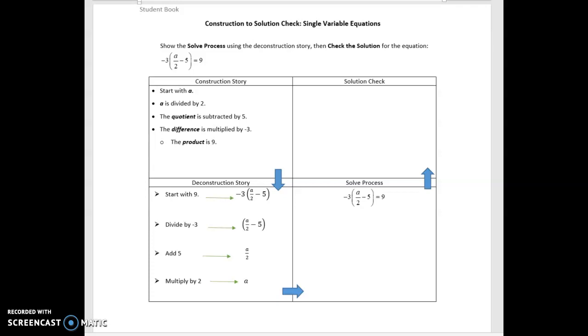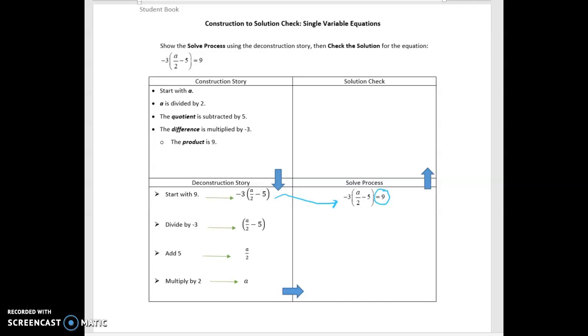And then we're using inverse operations. So we know that the end result is equal to 9. So the product is equal to 9. Now in the solve process, we're going to be focused more on what's going on with the truth value for each step of our deconstruct story. Essentially we're playing a game kind of like Simon Says, where we start with 9. So here's our 9. That's what this expression is equal to. And our goal is to find out what the value of the variable is.